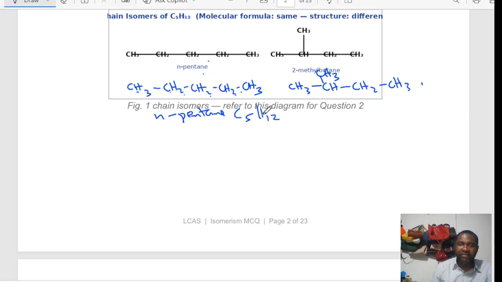So C5H12. Let's see this. Carbon is 1, 2, 3, 4, 5. Then this one is 3 plus 3, 6, plus 1, 7, plus 2, 9, plus 3, 12. You see, they both have the same molecular formula, but their structures are different. They have different chain lengths.